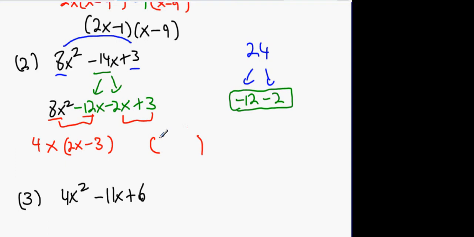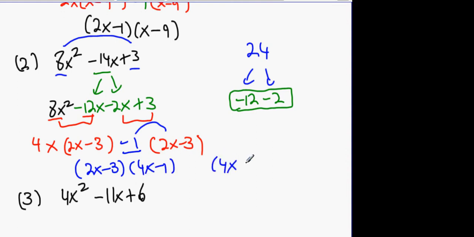Now what do you know about the next bracket? It's always the same. Now what you've got to figure out next is what number goes in here and multiplies 2x to give you minus 2x. Would it be minus 1? Minus 1's perfect. Now what's the answer? 2x minus 3, 4x minus 1. That is a correct answer. Or the other way around is also the same answer. So yeah, you got it right.